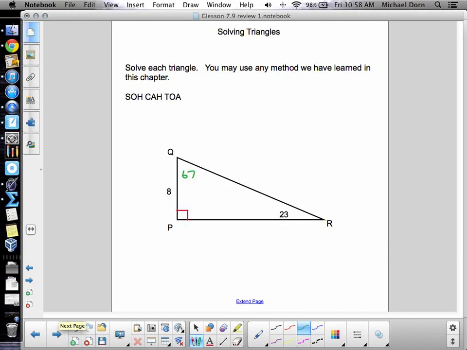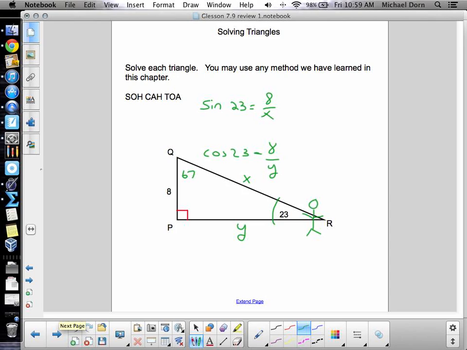I haven't labeled them, so I will, x and y. And all we do, again, use your given angle as your point of view, and you set up your functions. Sine of 23. Sine of 23 is opposite over hypotenuse, 8 over x. I'm going to be able to solve that in a second. Cosine of 23 is opposite over adjacent, 8 over y.